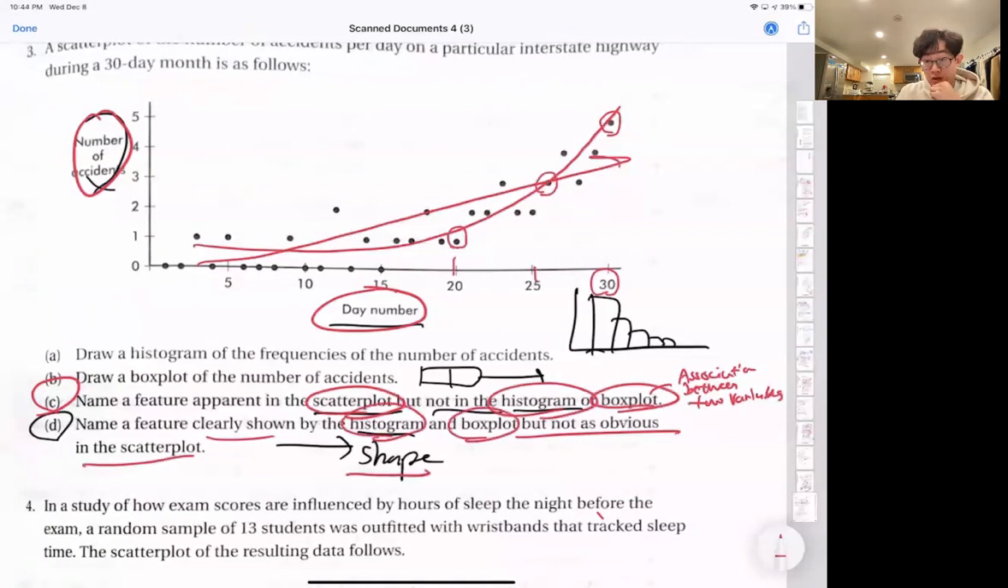The shape is definitely shown. The shape of the overall distribution of the curve. I believe that's what they said. The daily number of accidents is skewed to the right. I mean, that is pretty much what this is talking about.